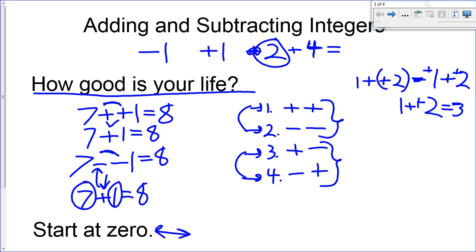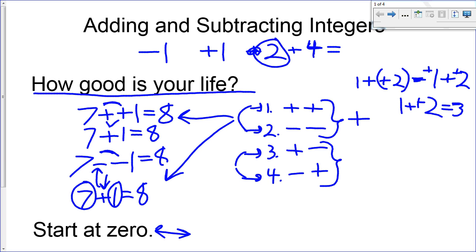So there are two ways. That's why these two, oh, excuse me. They both mean addition, okay?